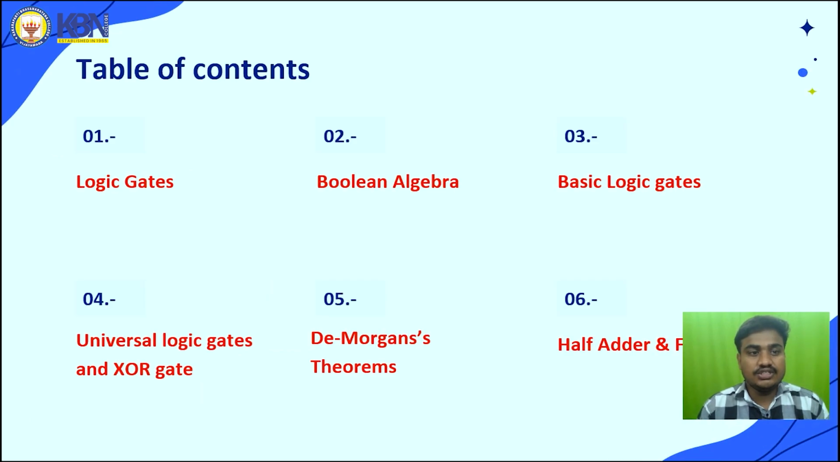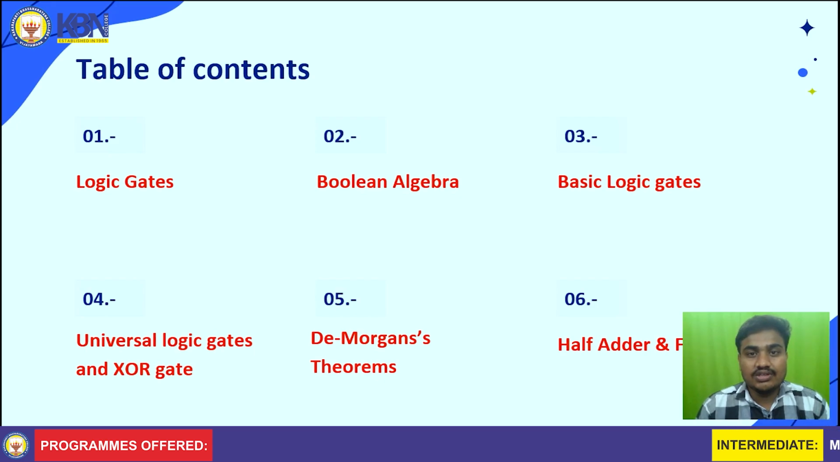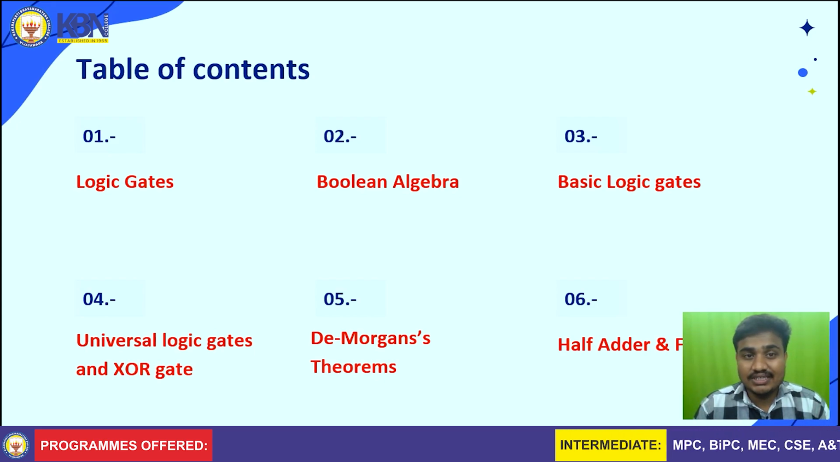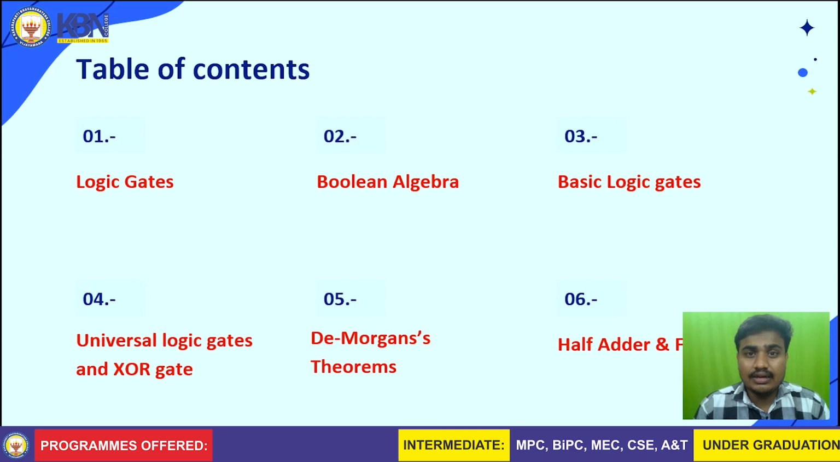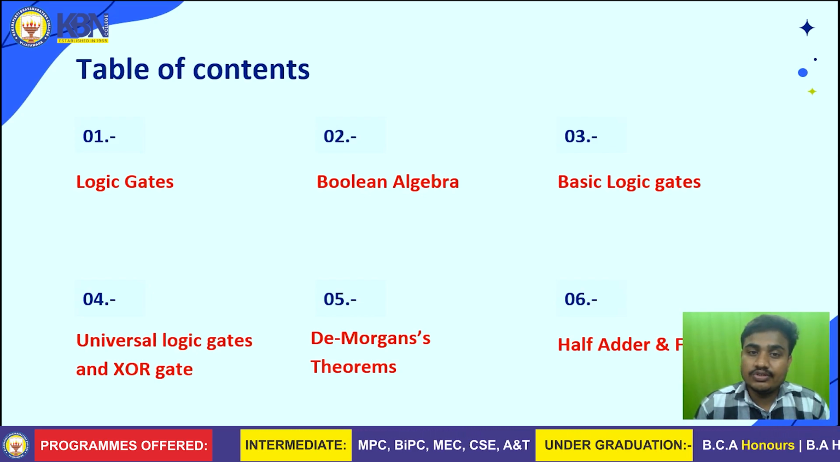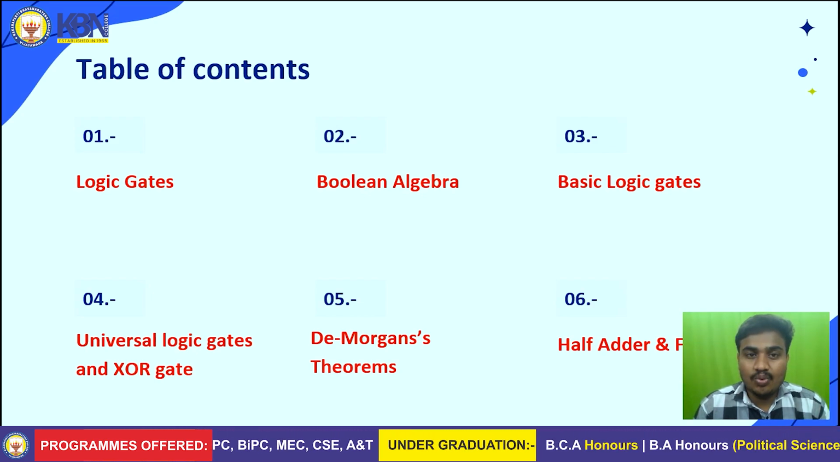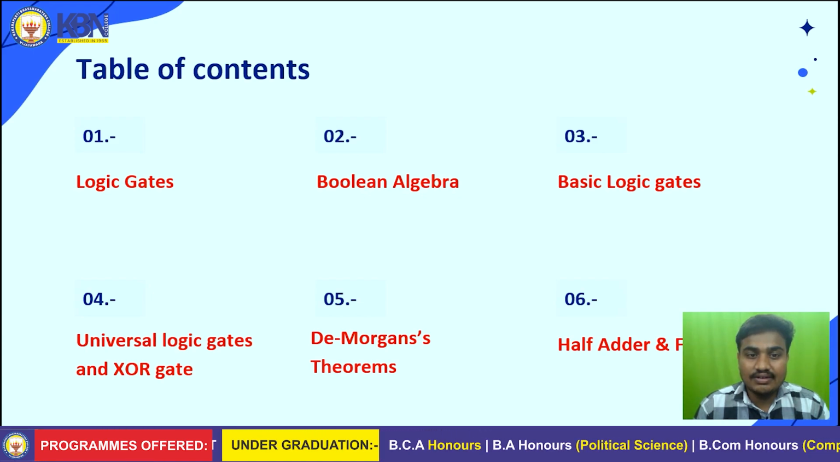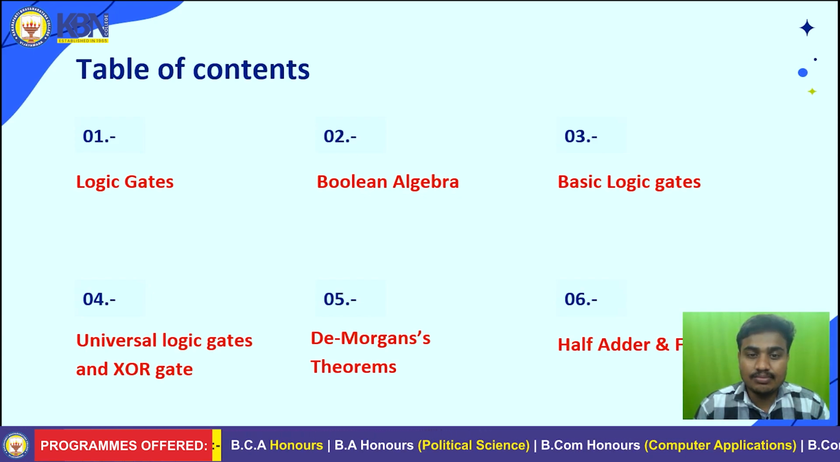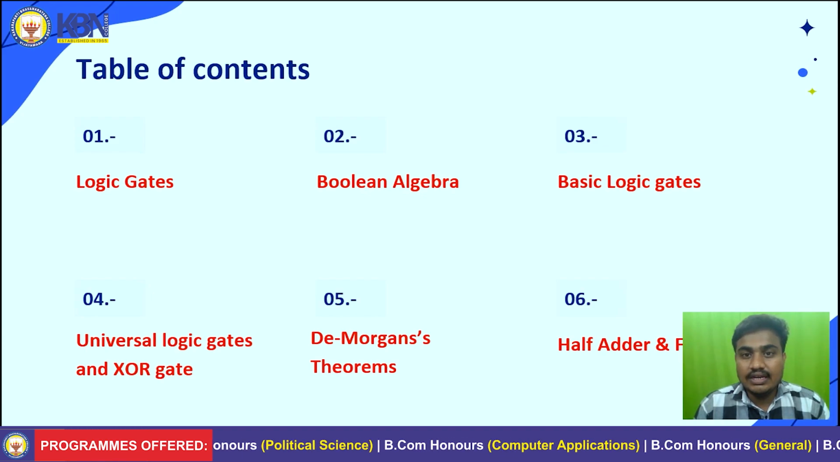In this session, we are going to see what logic gates are, an introduction to logic gates, what is meant by on, what is meant by off, and the terms we use to represent on and off. Then we are going to see Boolean algebra, why we need Boolean algebra, what gates represent the Boolean algebra expressions, and then the basic logic gates. The three basic logic gates are AND, OR, and NOT gates.